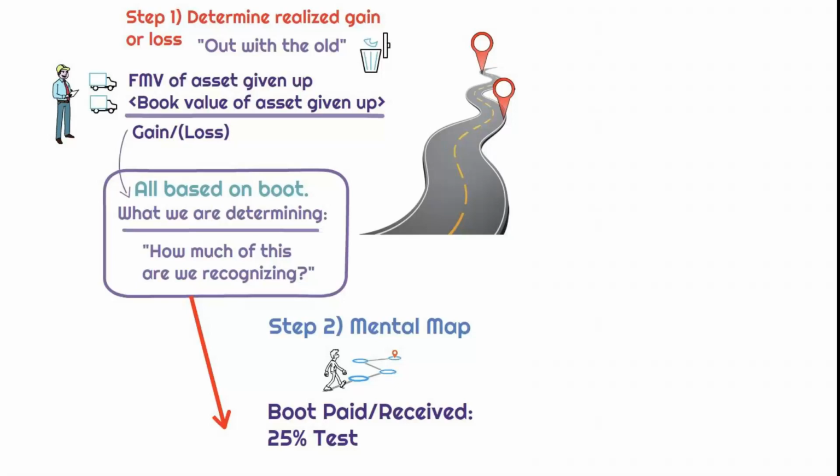So the first part of step 1 is calculating our gain, right? That is complete. Only this is considered our realized gain. But as we said, the entire amount is not necessarily getting recognized immediately. If the exchange lacks commercial substance, we need to apply the 25% test right after. But keep in mind, if we have a loss from an exchange that lacks commercial substance, the entire amount is still getting recognized immediately. So nothing is changing. But if it's a realized gain, like we said, the entire amount is not necessarily getting recognized immediately. So the question becomes, how much is getting recognized if it lacks commercial substance?